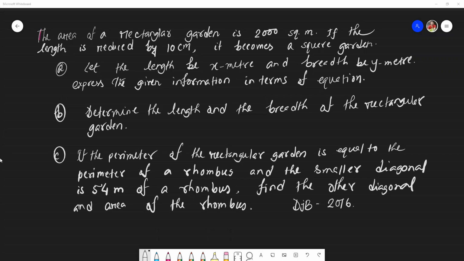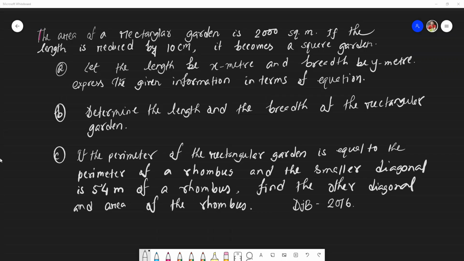The area of the rectangular garden is 2000 square meters. If the length is reduced by 10 meters, it becomes a square garden. Let the length be x meters and the breadth be y meters. Express the given information in terms of equations. Determine the length and the breadth of the rectangular garden.